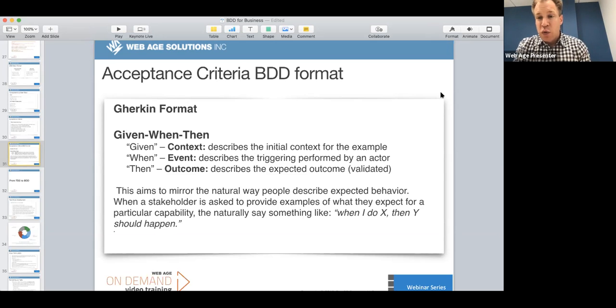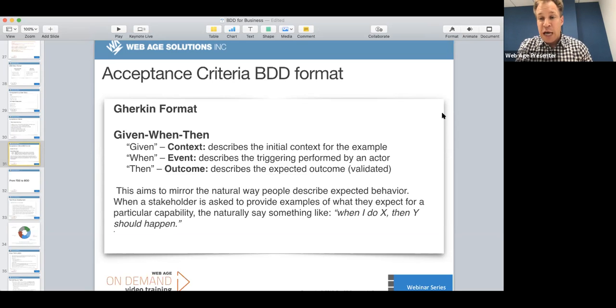So I'm going to start with this one that Bambi wrote, and then I'll go backwards. Given I am at the welcome screen, so she's saying I'm on the welcome screen, so this is the context where we start. When I click the fast cash withdrawal button, then I am prompted to enter my PIN, 1234, and dollar sign, and the dollar amount I want to take out.